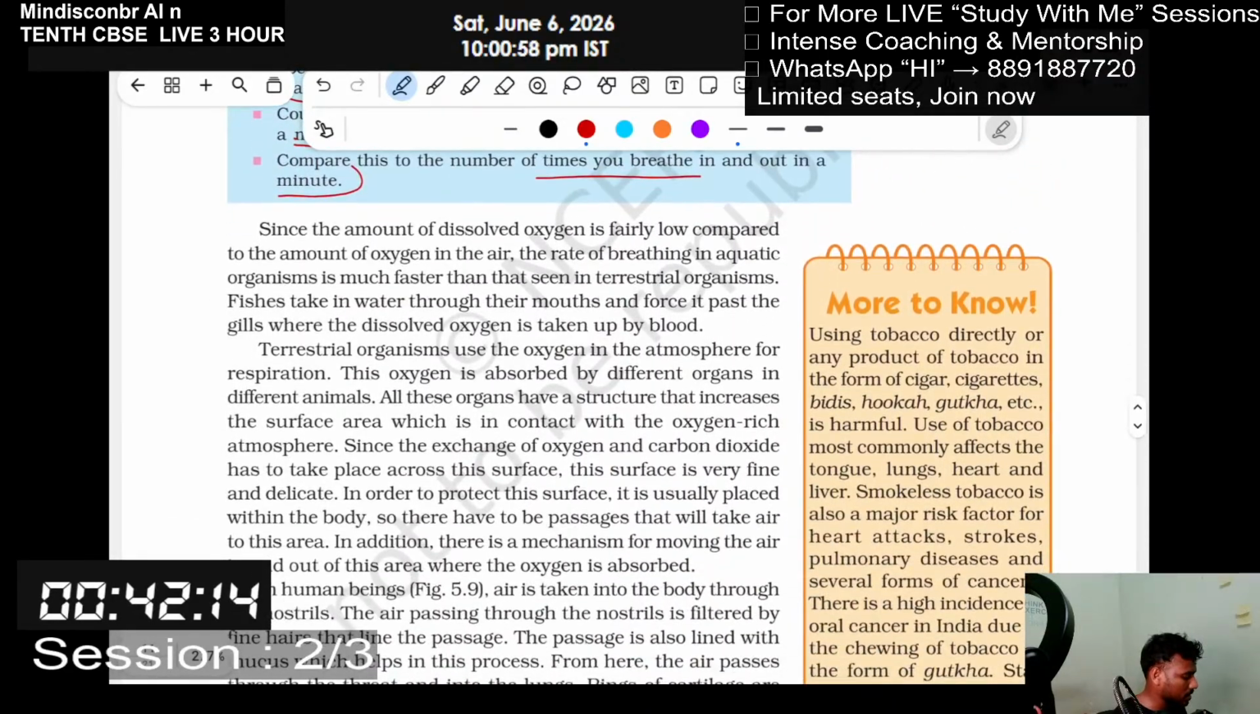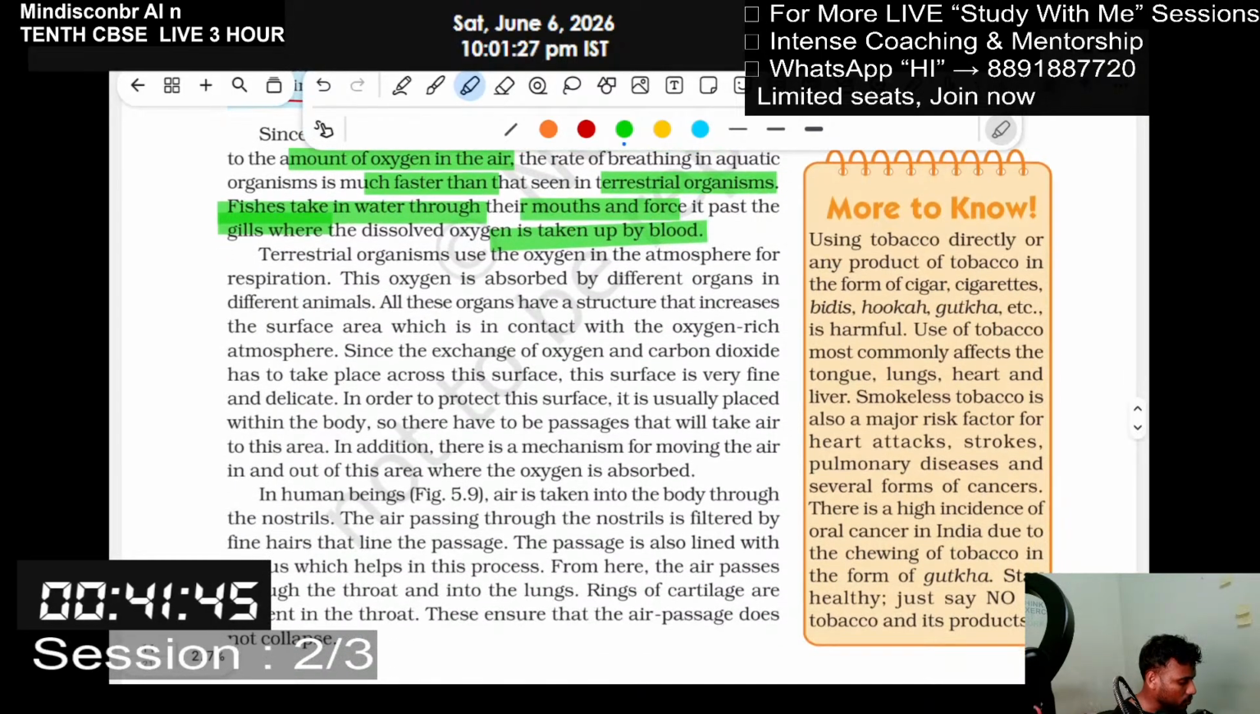Since the amount of dissolved oxygen is fairly low as compared to the amount of oxygen in the air, the rate of breathing in aquatic organisms is much faster than that seen in terrestrial organisms. Fishes take in water through their mouths and force it past the gills, where the dissolved oxygen is taken up by blood. Terrestrial organisms use the oxygen in the atmosphere for respiration.